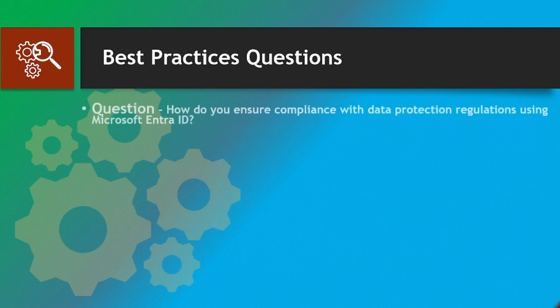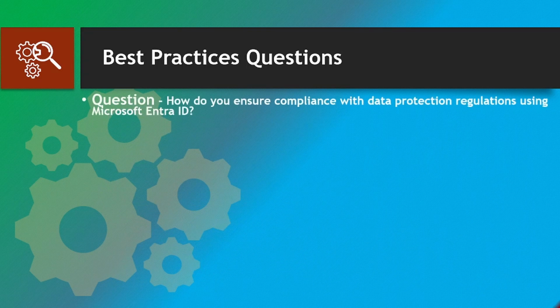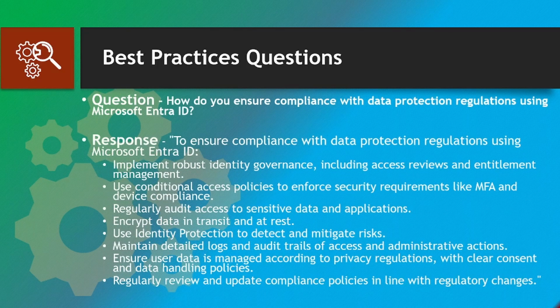Another best practice question could be, how do you ensure compliance with data protection regulations using Microsoft Entra ID? To ensure compliance with data protection regulations using Microsoft Entra ID, implement robust identity governance, including access reviews and entitlement management. Use conditional access policies to enforce security requirements like MFA and device compliance. Regularly audit access to sensitive data and applications.